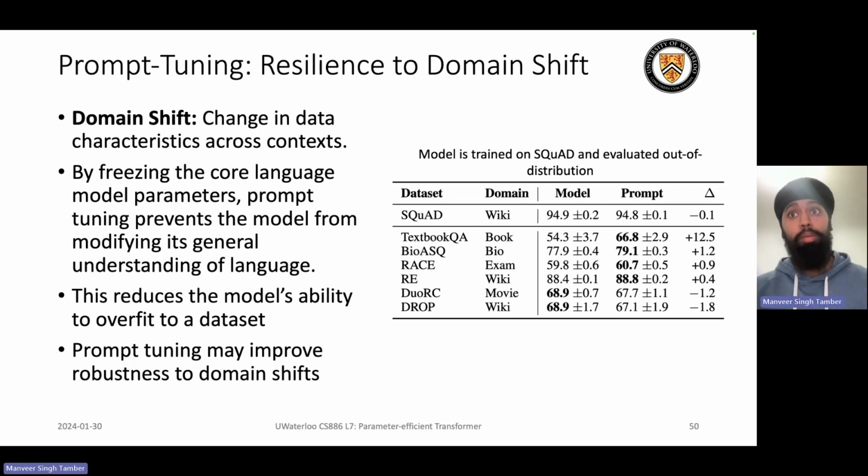Right, and so we see that the prompt tuning method actually does very well in these settings compared to full model fine-tuning. But again, in this table, there are methods where full model fine-tuning does better. But anyway, the authors argue that by freezing the core language model parameters, prompt tuning prevents the model from modifying its general understanding of language, and this reduces the model's ability to overfit to a dataset, which would be bad. That's not something that we want. So they argue that prompt tuning may improve robustness to domain shifts. But I present this table as it is. And so you might disagree with that, if the results aren't clear, prompt tuning looks better.